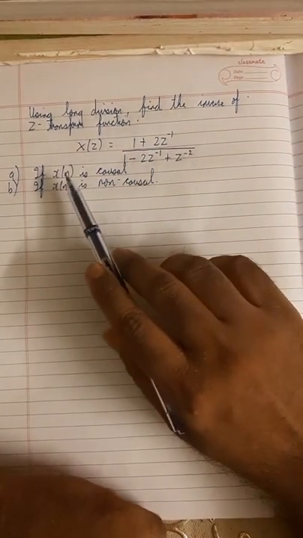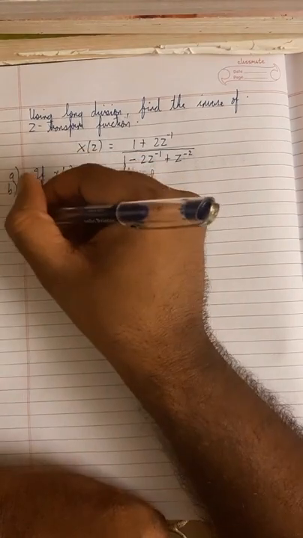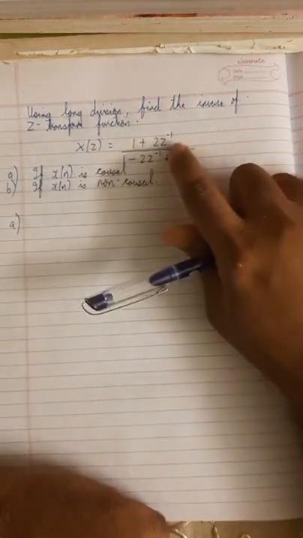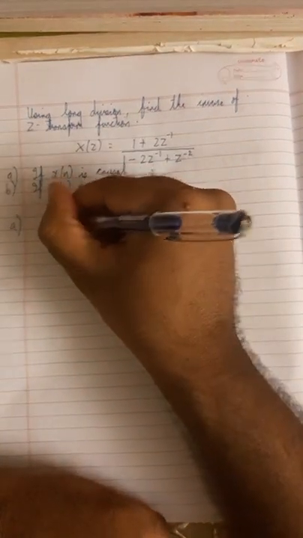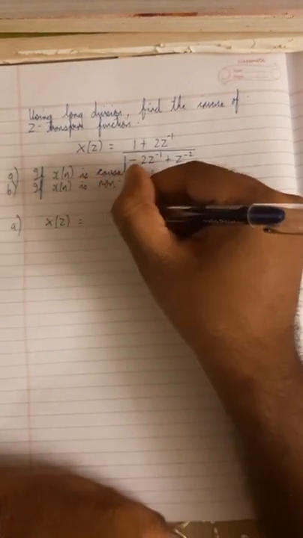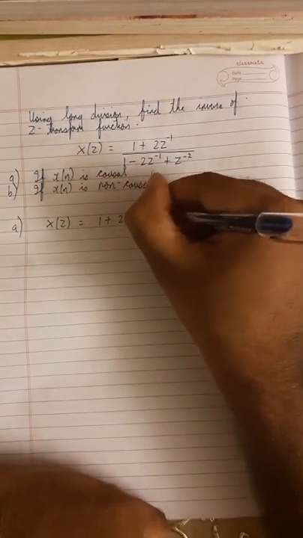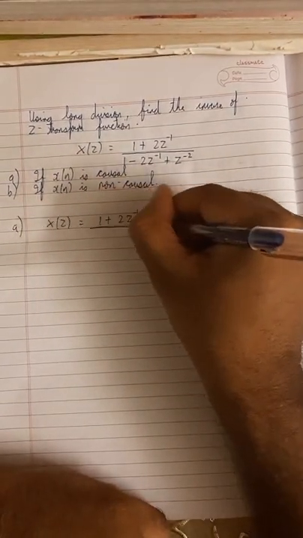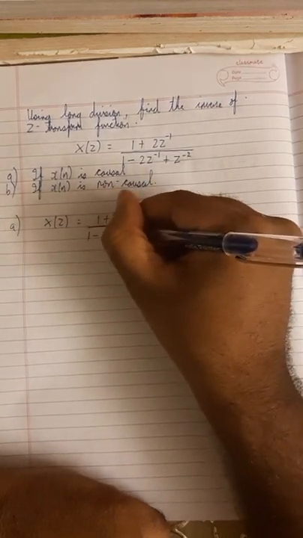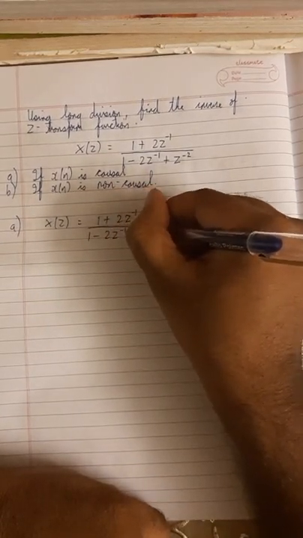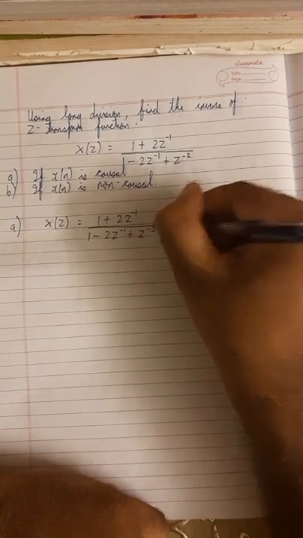So in the first case I'm going to assume that this signal is a causal signal. Therefore, X of Z is equal to, let me write this question again, 1 plus 2 Z inverse by 1 minus 2 Z inverse plus Z raised to minus 2.